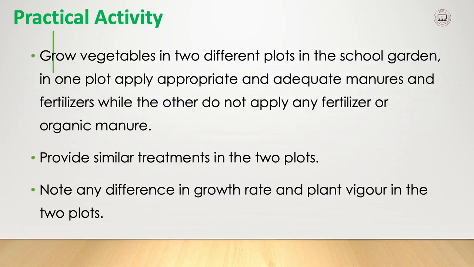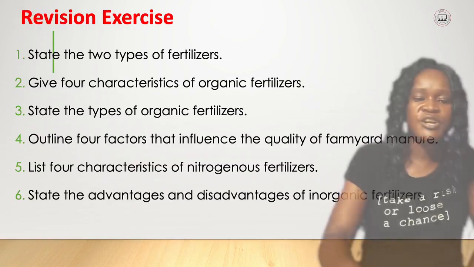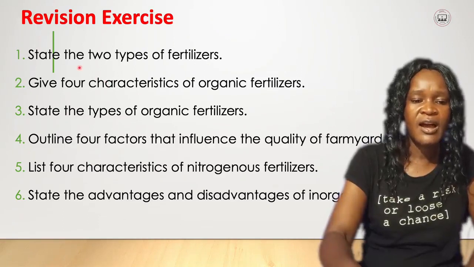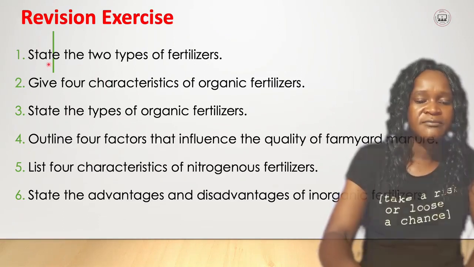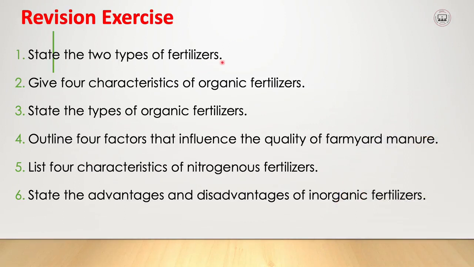Apart from this practical activity, I also need you to answer the following questions. Number 1, state the 2 types of fertilizer. Give 4 characteristics of organic fertilizer. State the types of organic fertilizers. Outline 4 factors that influence the quality of farmyard manure. List 4 characteristics of inorganic fertilizers, and state the advantages and disadvantages of inorganic fertilizers.